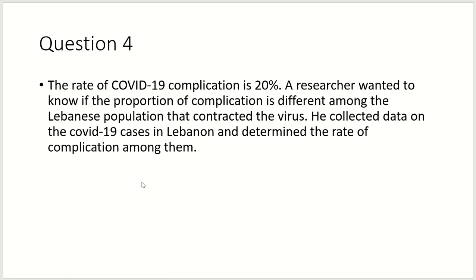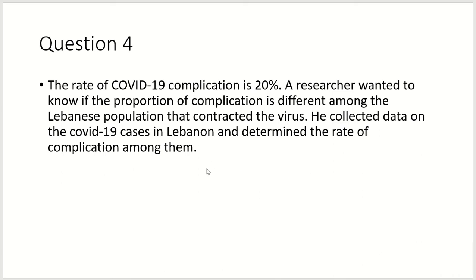Question number 4. The rate of COVID-19 complication is 20%. This is a worldwide observation. A researcher wanted to know if the proportion of complication is different among the Lebanese population that contracted the virus. He collected data on the COVID-19 cases in Lebanon and determined the rate of complication among them. Okay, so how many groups do we have?